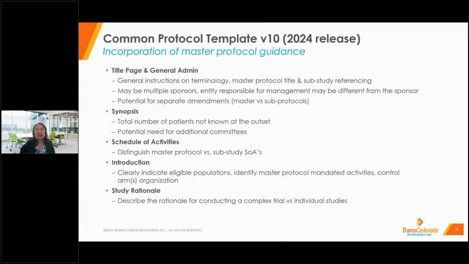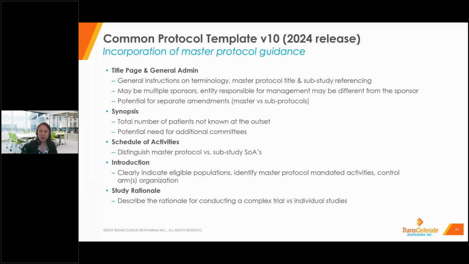And as Madhavi shared, version 10 of the Common Protocol Template, which was released earlier this year, has been revised to reflect lessons learned related to master protocol design. The next two slides list out specifically which sections have been updated within the Common Protocol Template version 10. And I think that the new CPT really reflects a lot of these learnings.